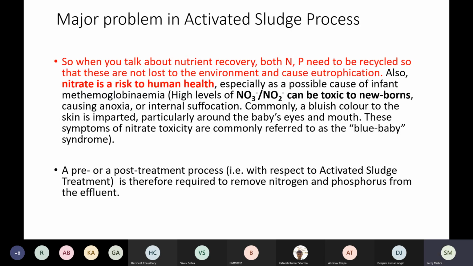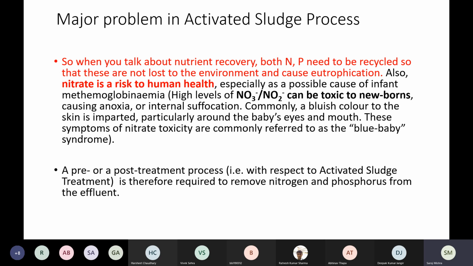Now, the second point, I'm just going to start it here and let you know, we'll just talk for another 5 minutes. When you talk about nutrient recovery, so far we only looked at what is to be done with the carbon or the organic material, the food material, the proteins or whatever. Okay. But at the same time, we have not talked about how to recover nitrogen and phosphorus. They also need to be recycled so that these are not lost in the environment and do not cause eutrophication. Because if the secondary effluent which is released into the water bodies has a very low BOD, but still contains nitrogen and phosphorus, it can cause eutrophication.